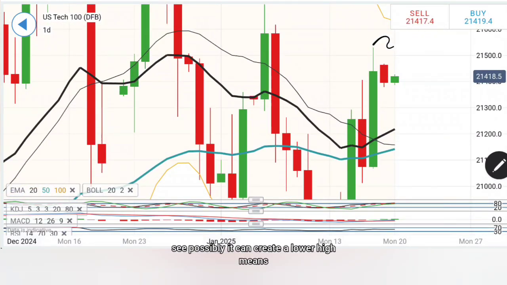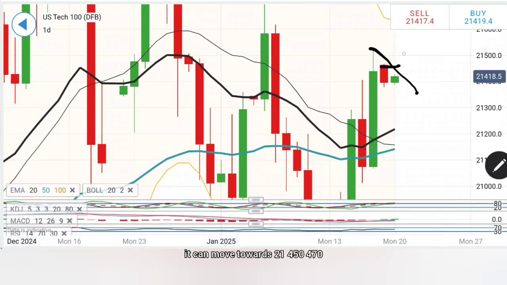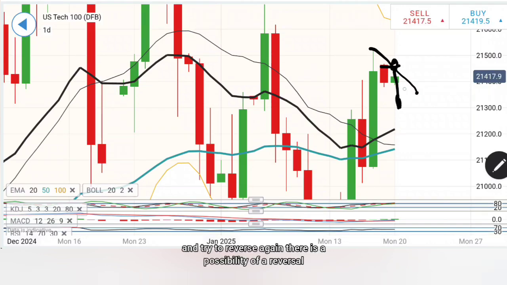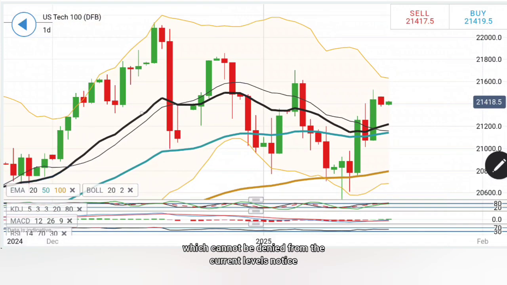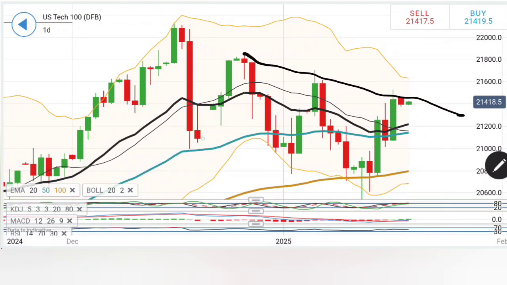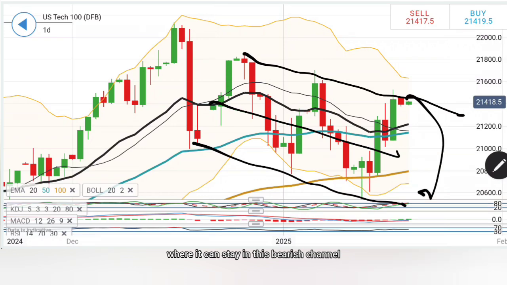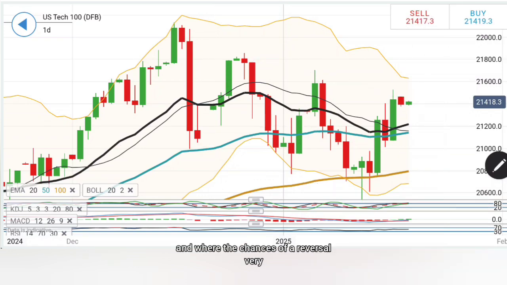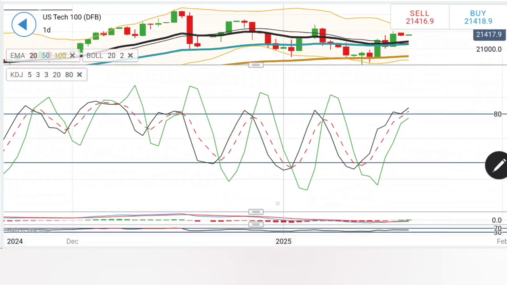See, possibly it can create a lower high, means it can move towards 21,450, 470 and try to reverse again. There is a possibility of a reversal which cannot be denied from the current levels. Notice that the Tech 100 is trying to do this, where it can stay in this bearish channel, and where the chances of a reversal are very high for the Tech 100 here.